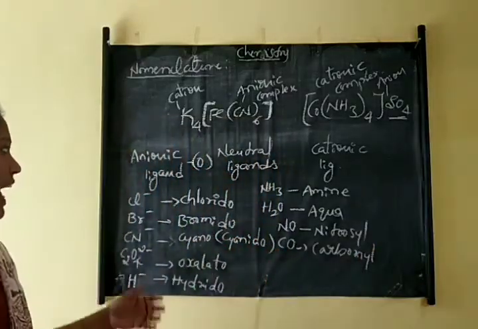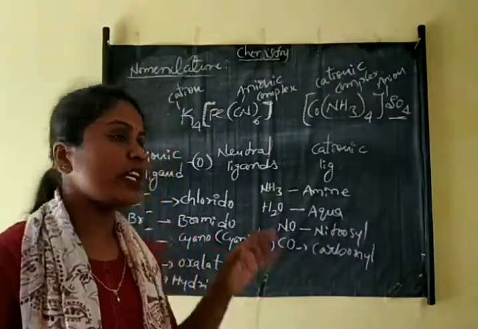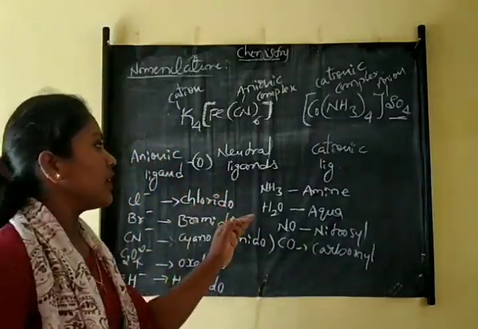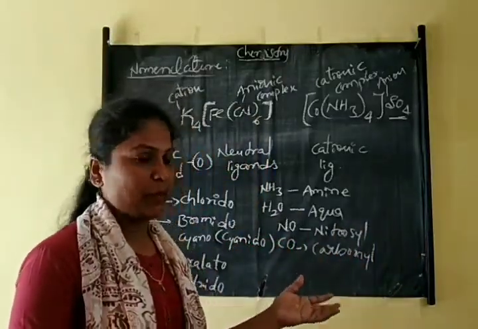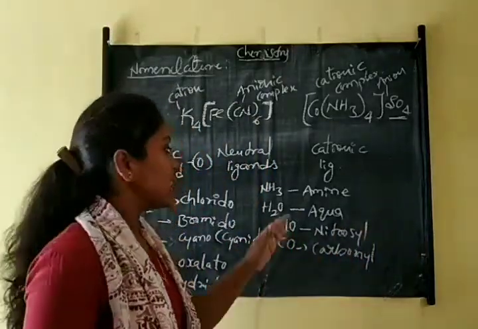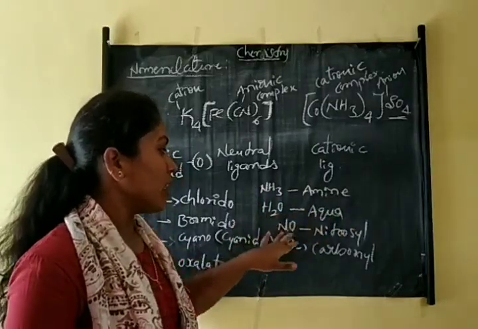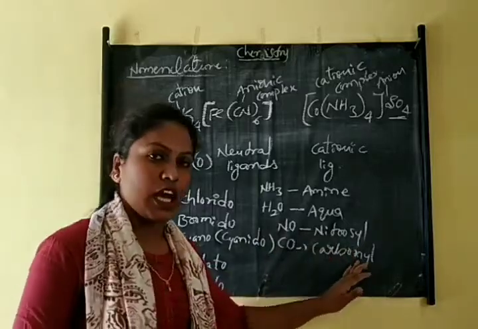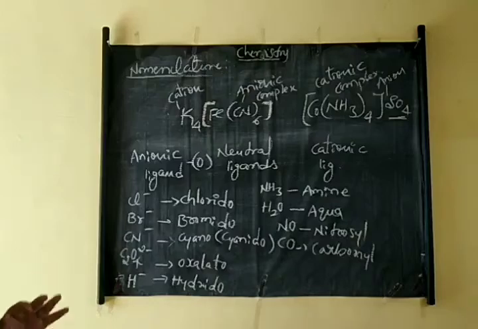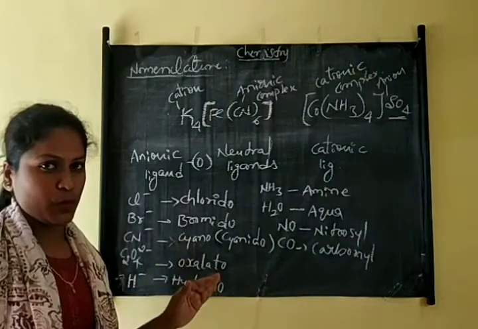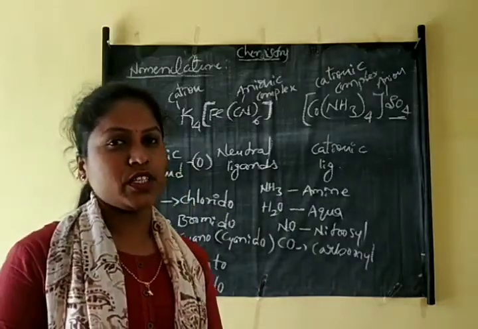Okay, so anionic ligands in a coordination compound end with O, and all the neutral and cationic ligands are named the same as the element name except some ligands: ammonia is called ammine, then aqua, then nitrosyl, and CO is carbonyl. These are the basic information you have to know before the naming of coordination compounds. And next we have to see the naming of coordination compounds.